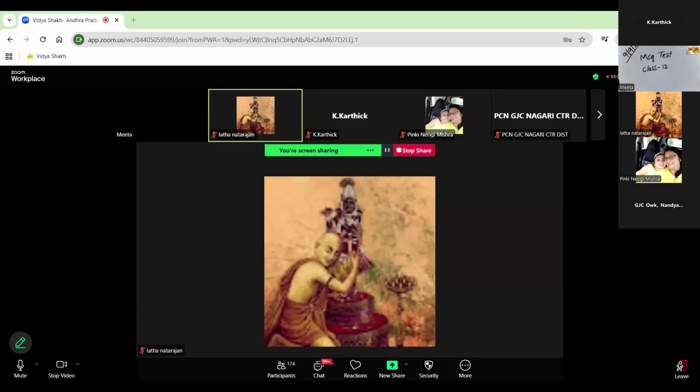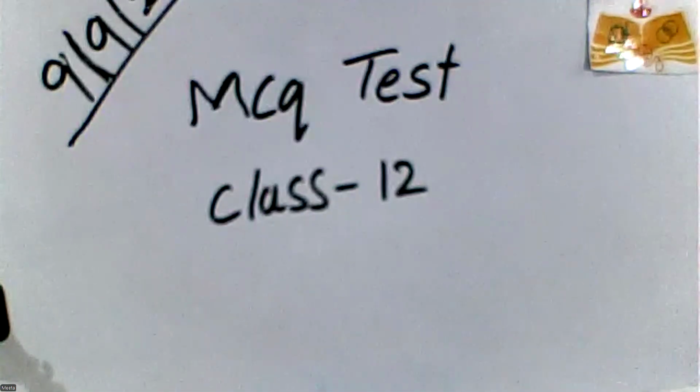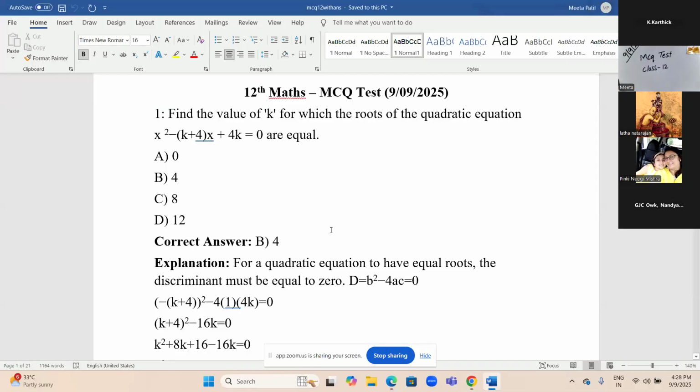Okay, so here you have the first question. Find the value of k for which the roots of the quadratic equation x^2 - (k + 4)x + 4k = 0 are equal. The screen is not visible. Once again, I will share the screen. Is it visible, ma'am? Yes, ma'am.